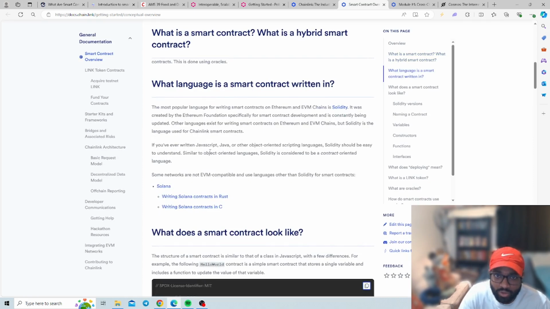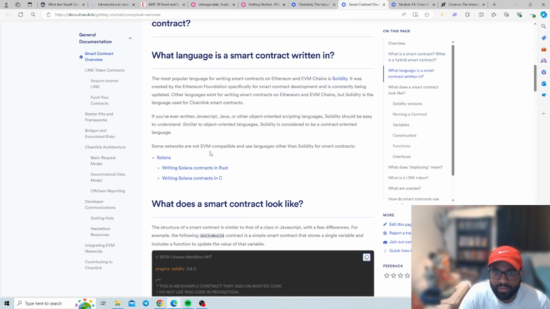This is done using oracles. What language is a smart contract written in? So we kind of went over this before. For writing smart contracts on Ethereum and EVM chains, it's Solidity. It is created by the Ethereum Foundation specifically for smart contract development. It is constantly updated.